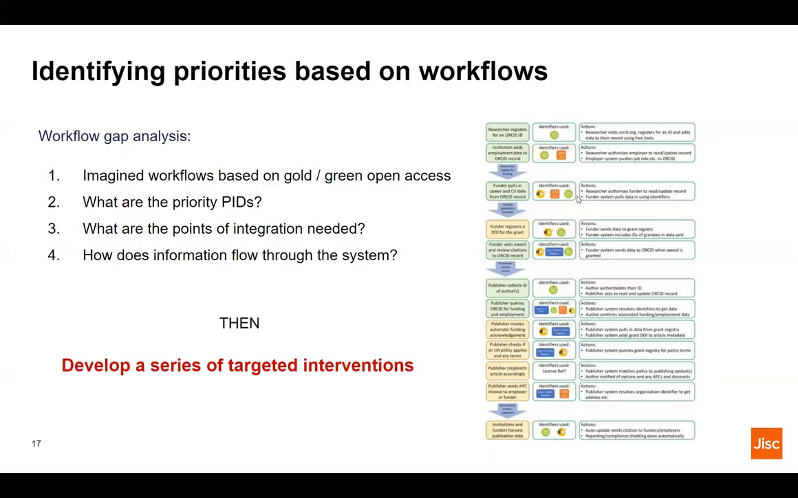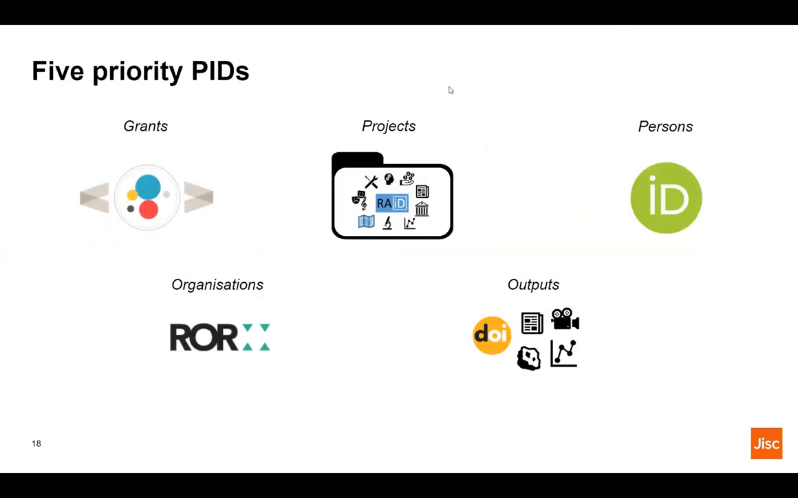And we've been working through a number of workflows, starting again, as I said, with gold and green open access, to understand which identifiers would really supercharge those workflows and what stages in those workflows we needed to integrate them. So this is just one example of the kind of workflows we've been working through. Next slide, please, Adrian. And the community came up with 5 priority PIDs for open access to UK research.